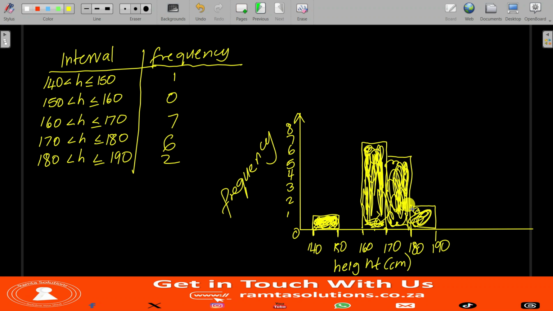We see this now. So this is your histogram for the data given. Do you guys see this? These are the intervals of the heights. And this is how you draw the histogram. Okay, guys? This is it then.